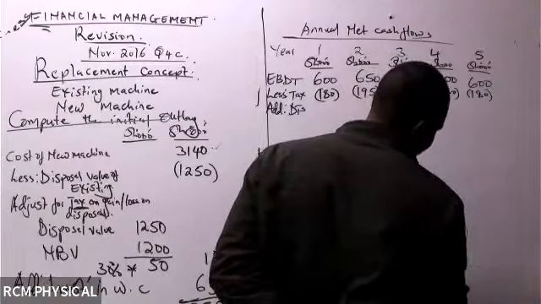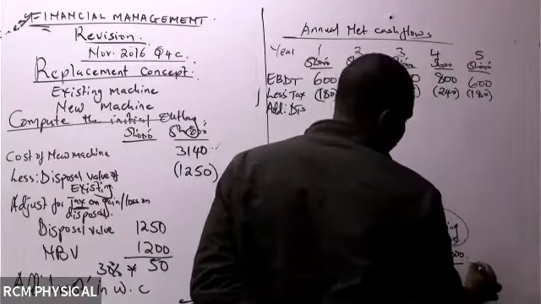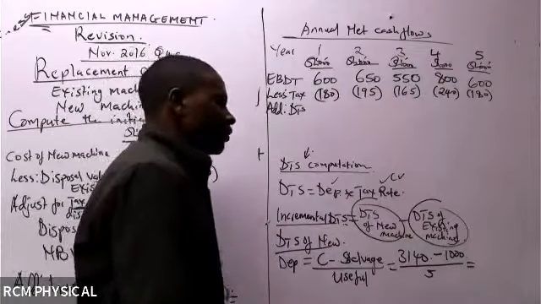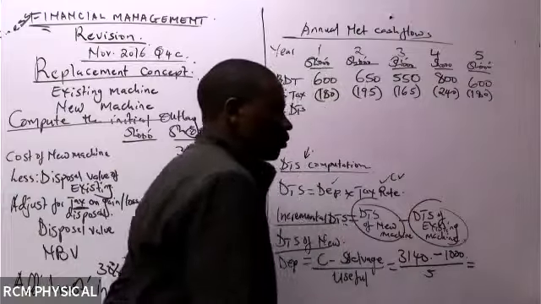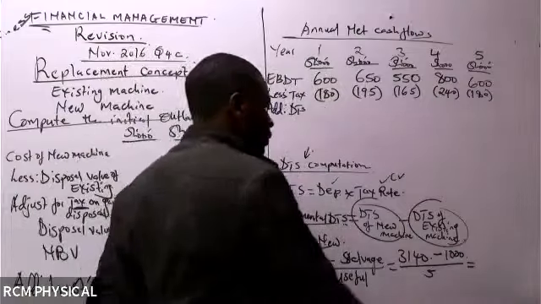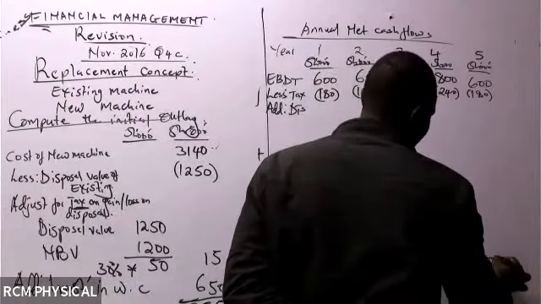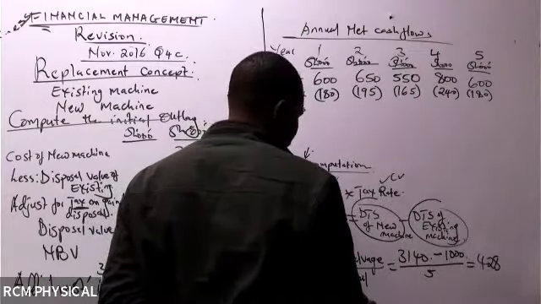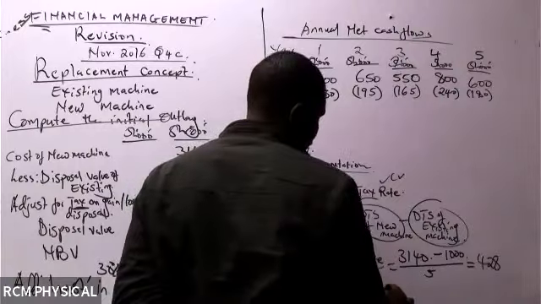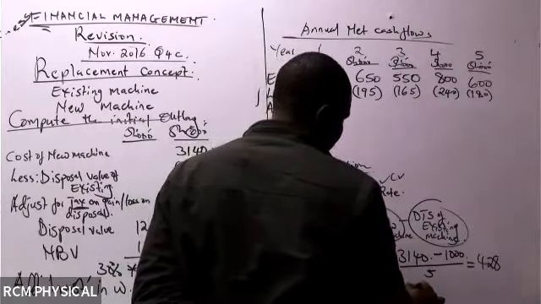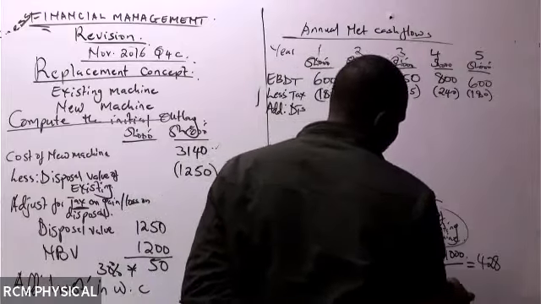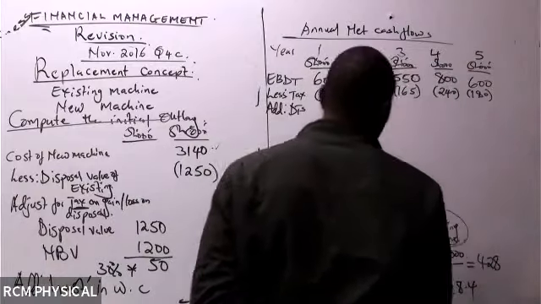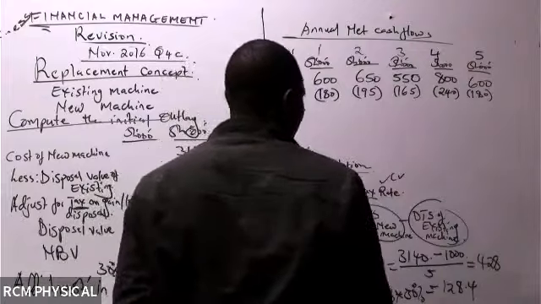It is over 5 years. So what is the depreciation? It is 428. So what is the DTS of the new machine? It is 428 times 30%. As you can see, the DTS will be 128.4. That is the DTS of the new machine.